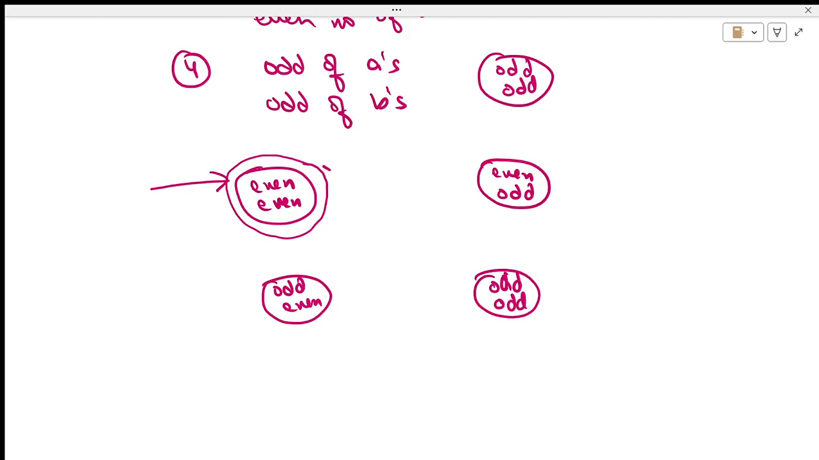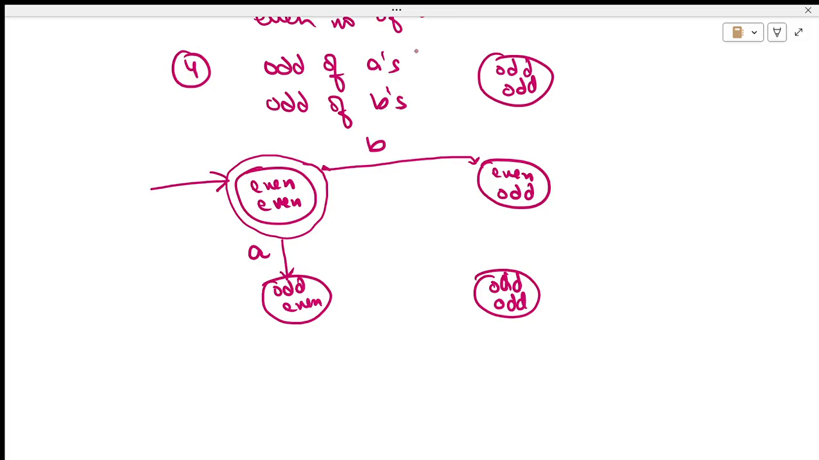When the number of A's and the number of B's are even here, on reading A, where should it go? If the number of A's is even and I read one A, then A becomes odd and the number of B's remains even. Similarly, on this state even-even, on reading B, A remains unchanged, that is even, and B becomes odd. On adding one B to even, it becomes odd.